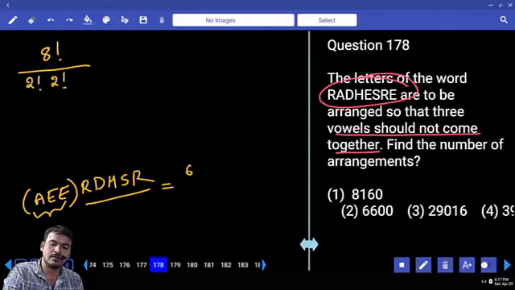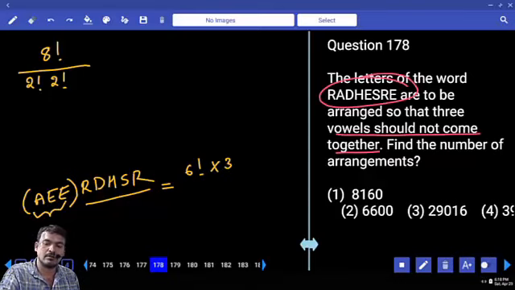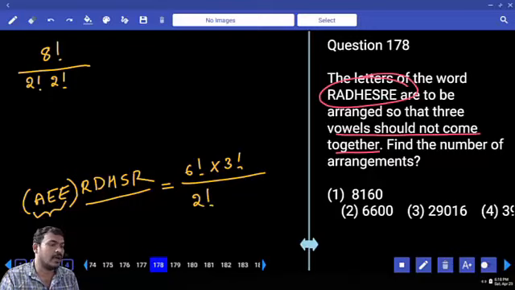Then how many ways can it be written? 6 factorial by 6 factorial, and these 3 vowels within themselves, how many ways can we arrange them? 3 factorial ways. And any repeating letters? E is repeated twice, R repeated twice, so 2 factorial into 2 factorial.